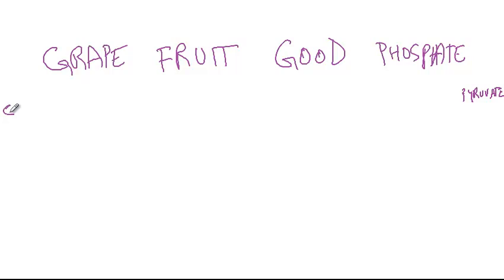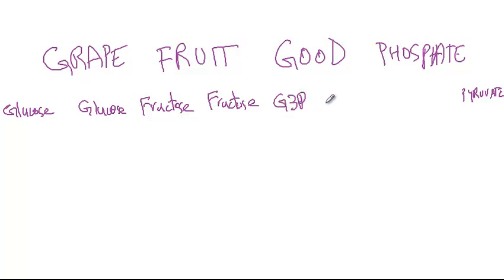Okay, so here we had glucose converting into glucose 6-phosphate. Then we had fructose 6-phosphate converting into fructose 1,6-bisphosphate. Then we had glyceraldehyde 3-phosphate converting into 1,3-diphosphoglycerate. Then we had all the phosphate groups here, which included 3-phosphoglycerate, 2-phosphoglycerate, phosphoenolpyruvate, and then the pyruvate.